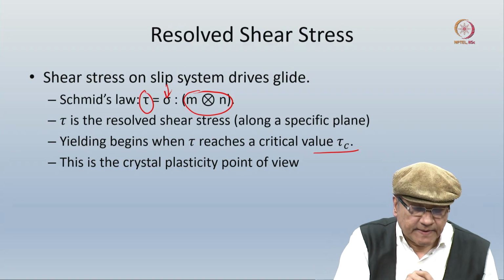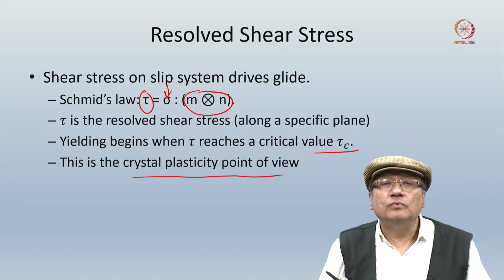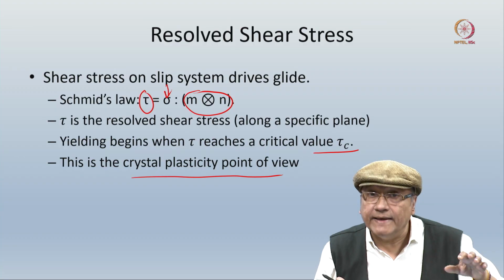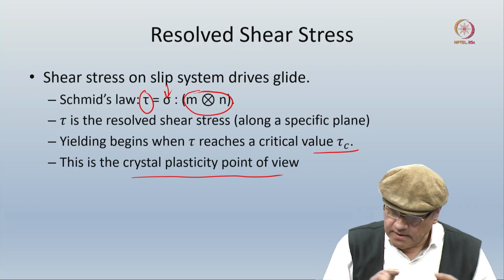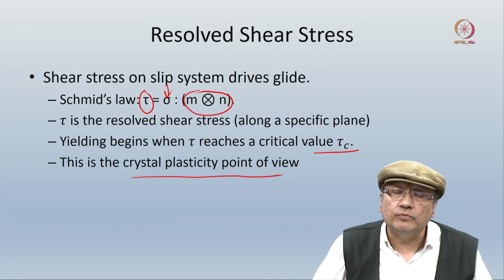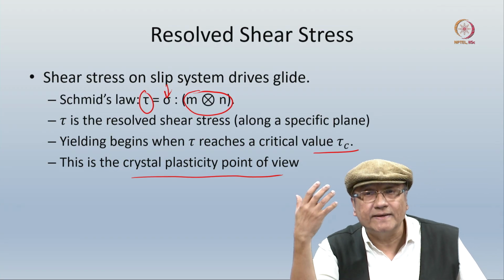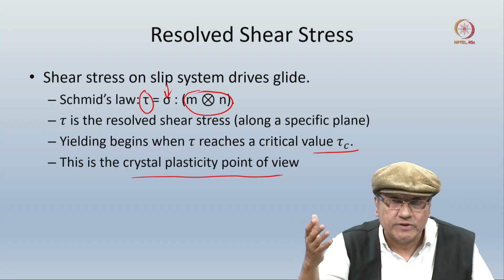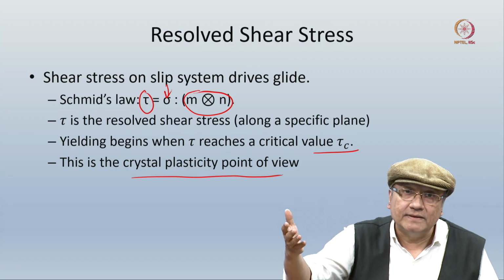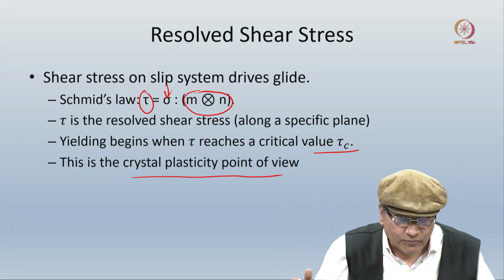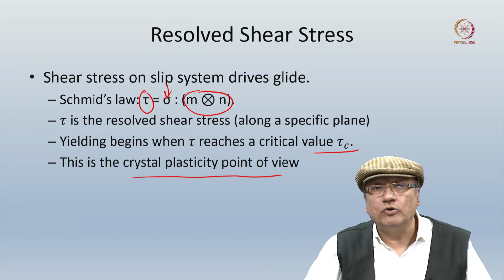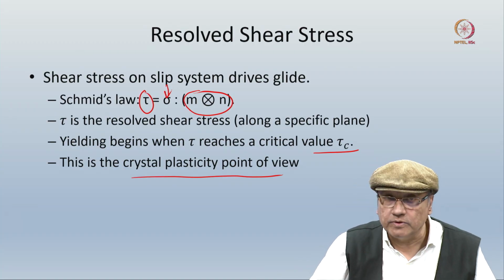This is the crystal plasticity point of view, which we are not doing, but this may help in developing our models. But we will not even recognize that there is a crystallographic structure, because at the macroscopic level there is no such thing. You do not see by looking at a metal with your naked eyes that there is a crystal structure there. So it is not a good idea for continuum plasticity.